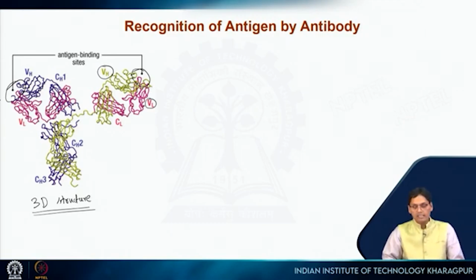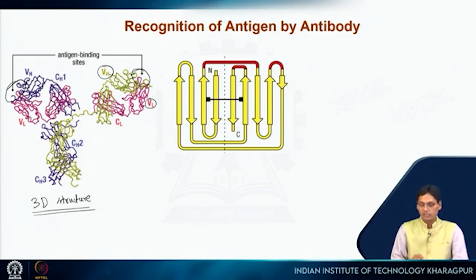So now if I show the topology diagram of either this VH or VL, then you will be able to understand, right? Because VH and VL together, they capture the antigen. This is the topology diagram I presented there, but here I made it in the same color. And here 3 loops are very important. As you can see, this is the N terminus and C terminus.